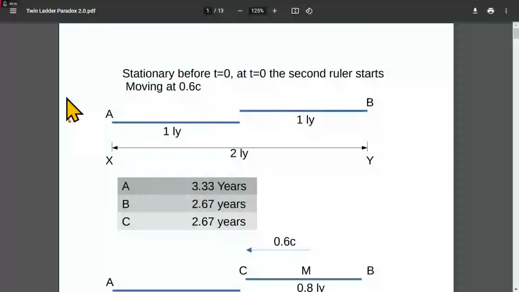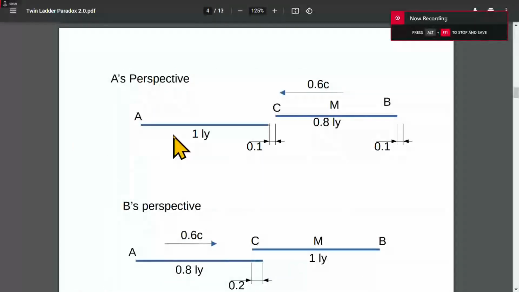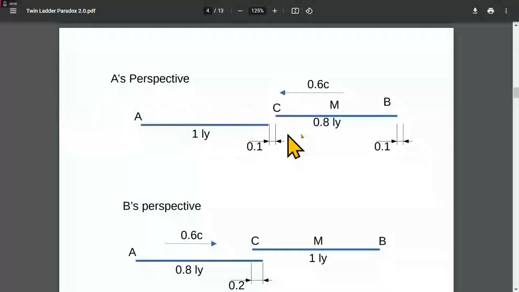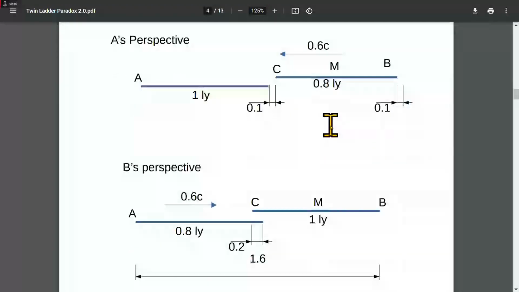Okay, so B will move to the left, and as soon as B hits A, when this ruler has passed the other ruler of 1 light year in length, it will stop moving. Okay, and at t equals 0, everybody starts to move. So in this case, the B ruler starts to move to the left. Because of that, A sees the B ruler length contract along its center, creating two 0.1 light year gaps, while the ruler itself becomes 0.8 light years. B sees something slightly different.